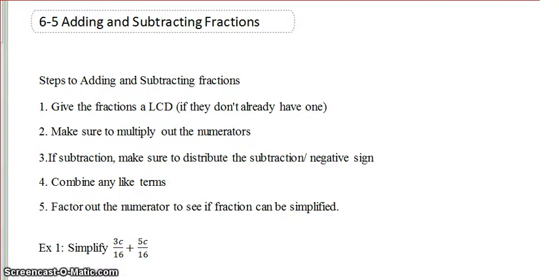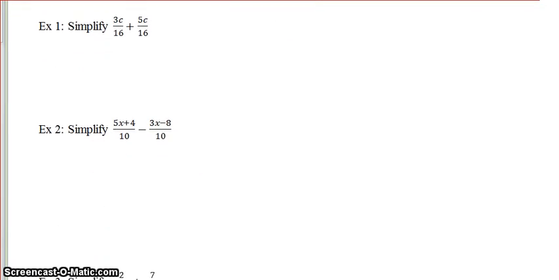Combine any like terms, which we know how to do, and then factor out the numerator to see if the fraction can be simplified. So, that is our basic step. It sounds like a lot, but first, do we have the common denominator? Yes. So therefore, we don't have to do anything with that.